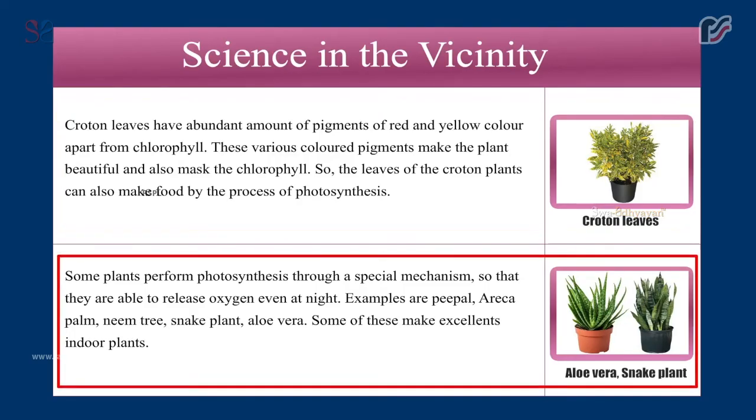Some plants perform photosynthesis through a special mechanism so that they are able to release oxygen even at night. Examples are peepal, areca palm, neem tree, snake plant, aloe vera. Some of these make excellent indoor plants.